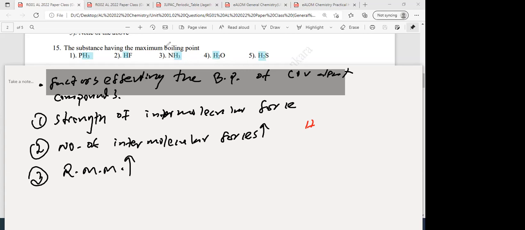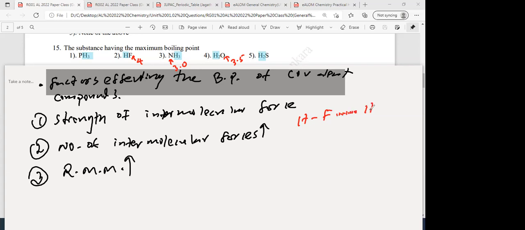So out of this, which one has the highest electronegativity? Fluorine, 4.0. Second highest is oxygen, 3.5. Third highest is nitrogen, 3.0. The others, sulfur and phosphorus, are less than that. Therefore the most polar one is HF. So HF has hydrogen bonding. Among HF molecules, strong intermolecular forces are present.